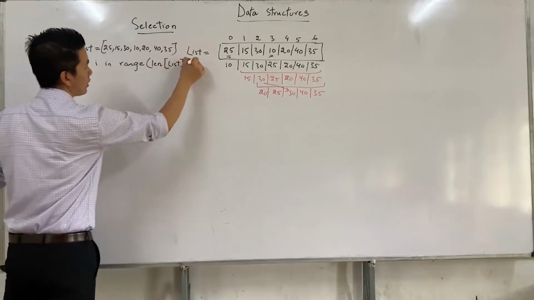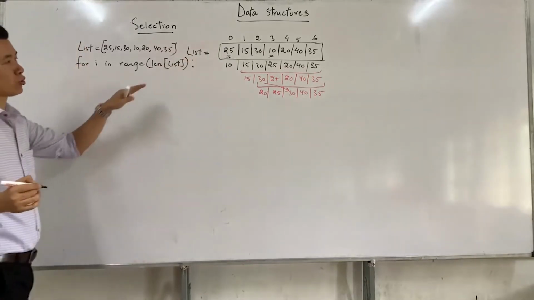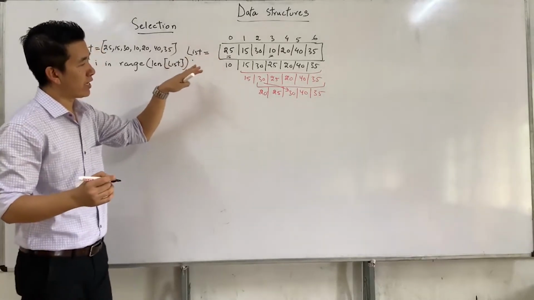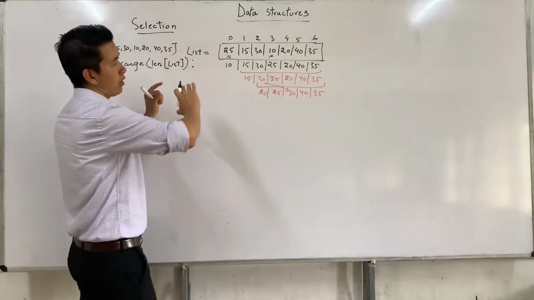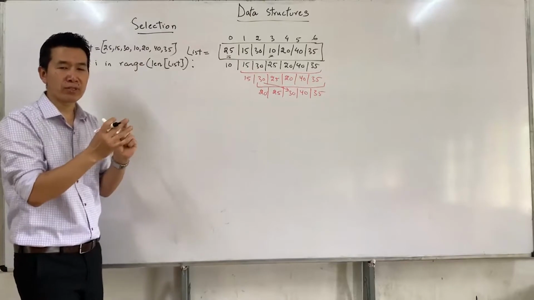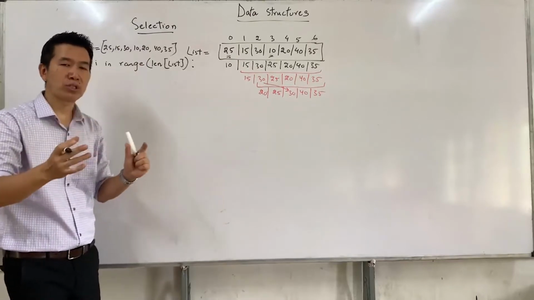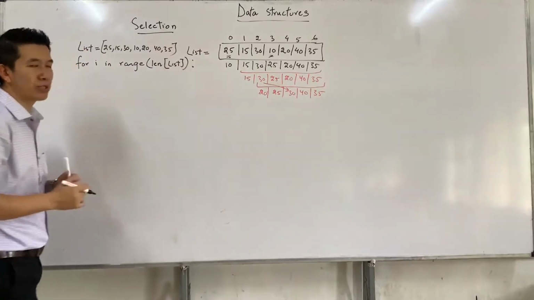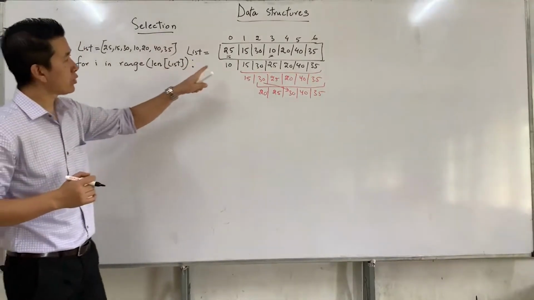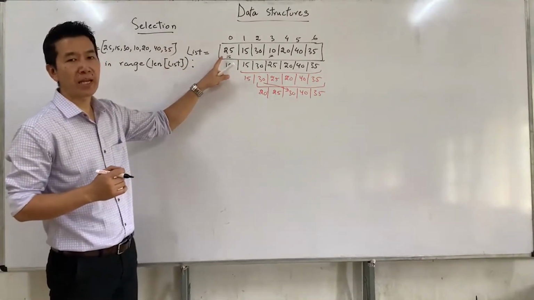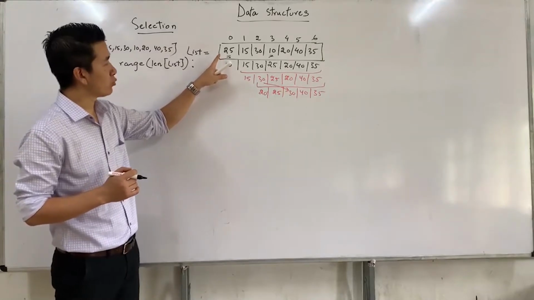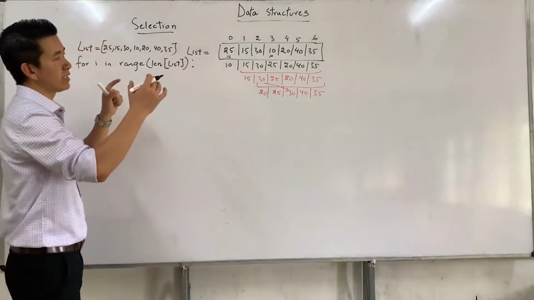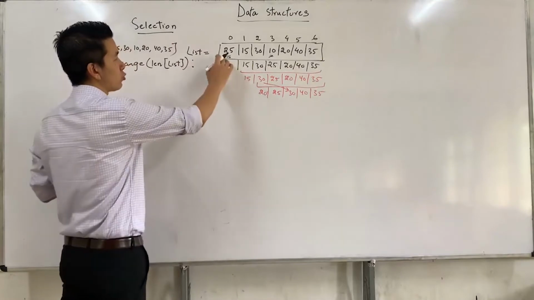Alright? So the outer loop is to make sure that I am done with all the comparisons, all the possible comparisons. In order to keep track of this, I have the outer loop. So I need to start from the first element, and then start comparing the rest of the numbers with this.